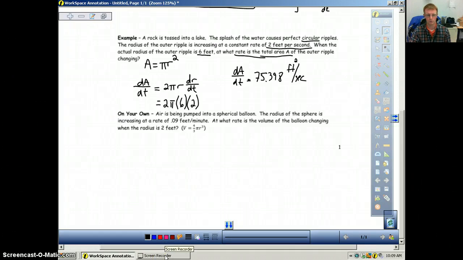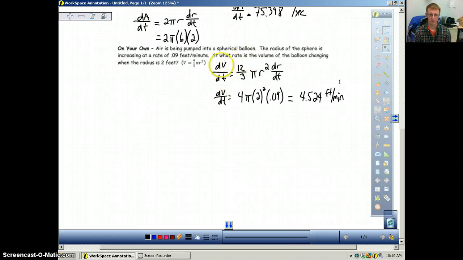All right, so when you did this, you should have gotten a derivative, dv dt. You multiply 3 by the 4 to get 12 over 3, which is 4 pi r squared, lowered the power by 1, and then don't forget we need a dr dt at the end. Then we just plug in what we know. We know the radius is 2 feet. We know that the radius is changing at 0.09, so that's what we put in for dr dt. And then we just evaluate, and we get that our dv dt is 4.524 feet cubed per minute, because we're talking about a volume.